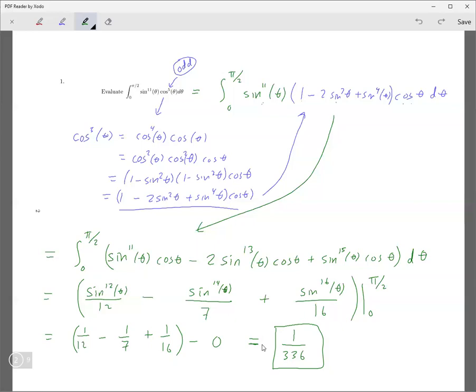Okay, great. So that's the first kind. Now, if one of the powers is odd, you can do that. Even, you could do the same thing with the sine. If you have sine to the 11th, you could take sine to the 10th times sine.